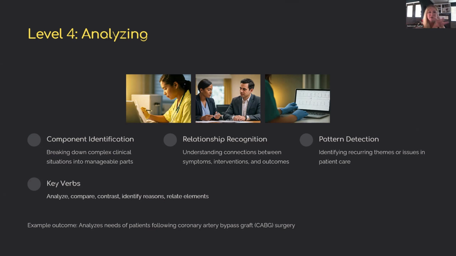Looking at relationships, kind of where concept mapping helps a little bit. Like, I have this information, but how is it all interrelated? Looking for patterns, seeing consistent themes or patterns and recognizing them, and then being able to articulate that. So key verbs for this level would be analyze, compare and contrast, identify reasons, relate elements. So an example would be analyze needs of patients following a CABG.